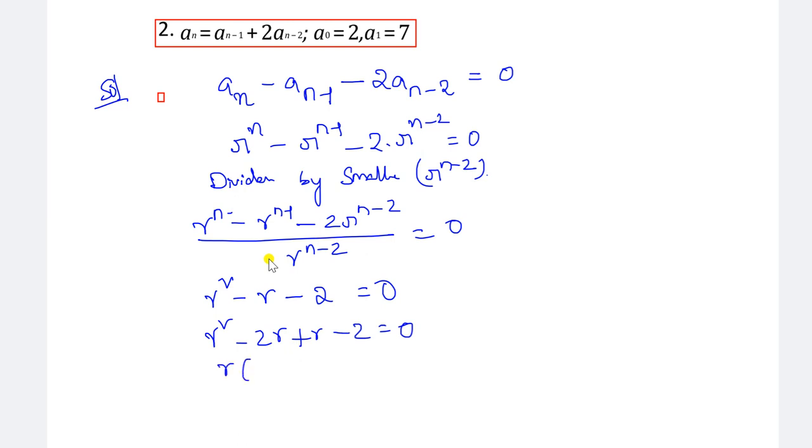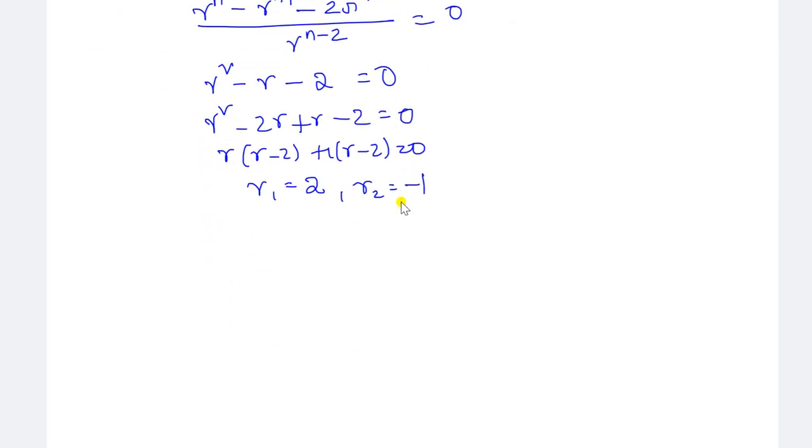And now we have (r - 2)(r + 1) = 0. So r minus 2 into r plus 1, that means r1 is equal to 2 and r2 is equal to minus 1. So these are the roots we will get: r1 equal to 2 and r2 equal to minus 1.